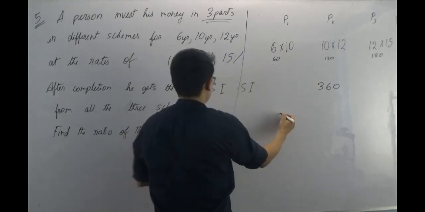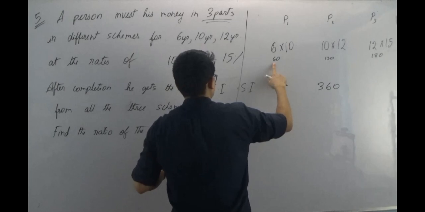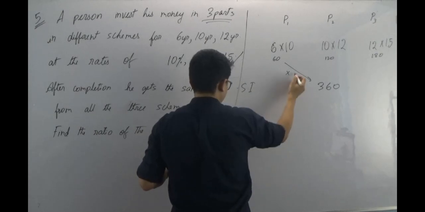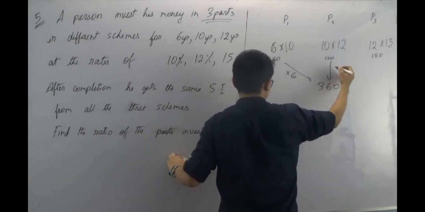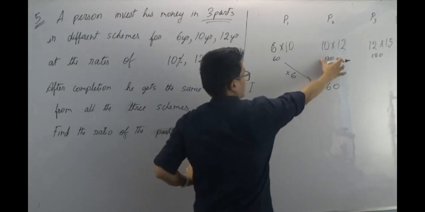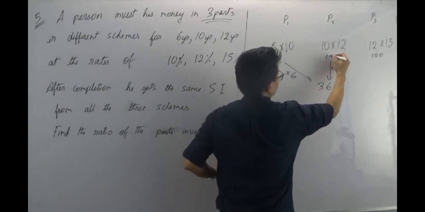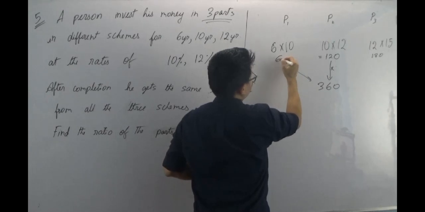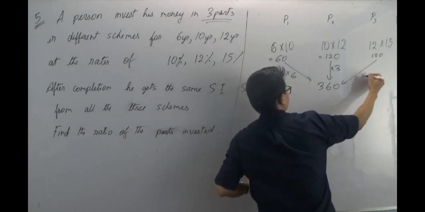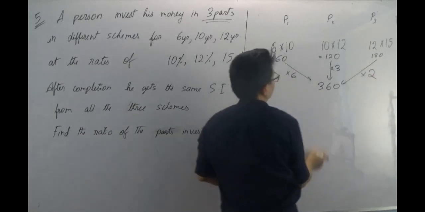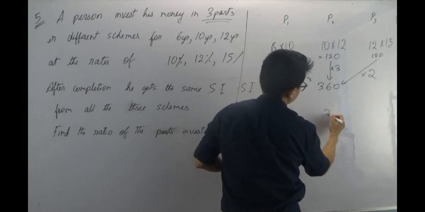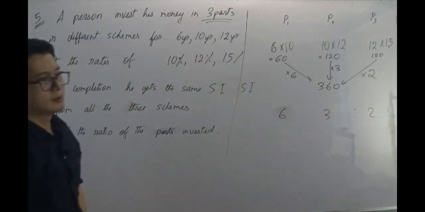For 60 to become 360, what do I have to multiply? What is the multiplier here? 6. For 120 to become 360, what is the multiplier here? 3. For 180 to become 360, what do I have to multiply here? 2. So your P1, P2, P3 will be in the ratio 6 is to 3 is to 2. What is the answer?